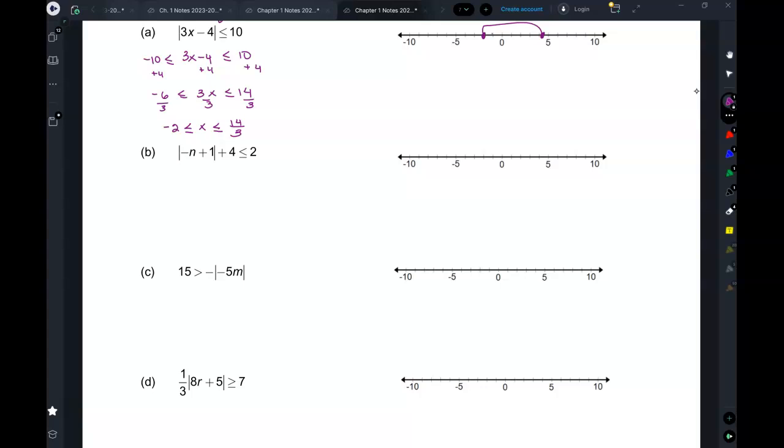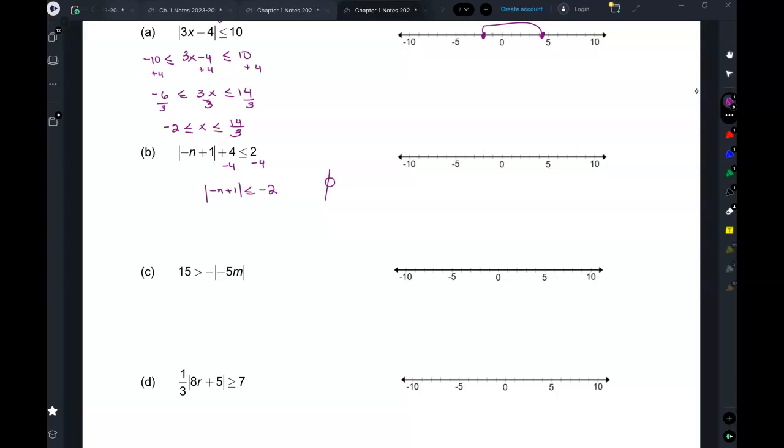Oh, but wait, I jumped the gun. What should I have done first? Subtract the 4. Negative n plus 1 less than or equal to negative 2. Now it's no solution, because how can something come out of an absolute value, be a positive number, but be less than negative 2? That does not happen. No solution. Do I put anything on the number line? No. But do you see how I would have totally gotten that wrong if I continued with my jumping of the gun situation before?